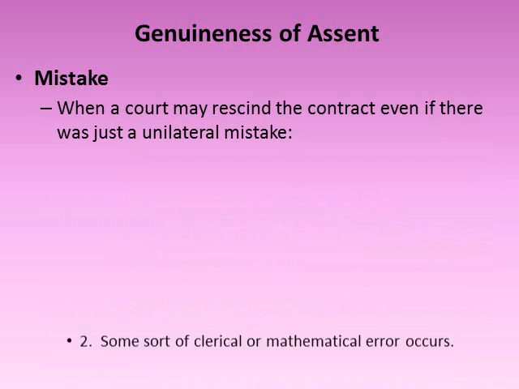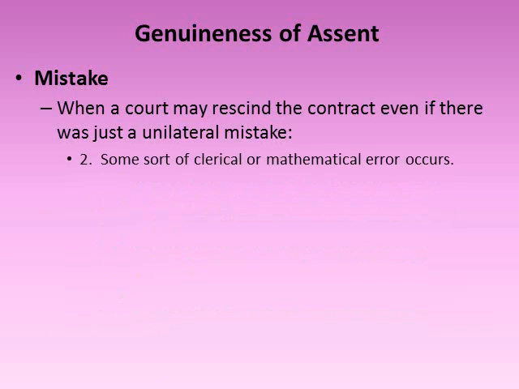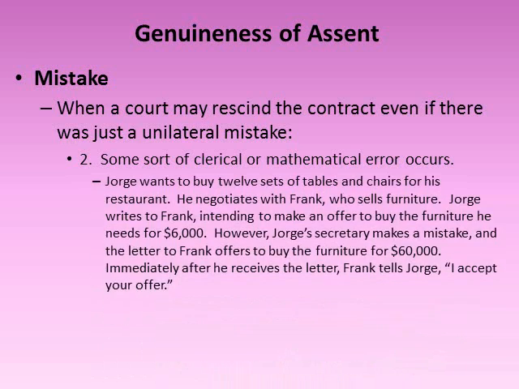The second situation is when there's some sort of clerical or mathematical error that occurs, and it has to be a pretty obvious one. Let's look at an example here. Jorge wants to buy 12 sets of tables and chairs for his restaurant. He negotiates with Frank, who sells furniture. Jorge writes to Frank intending to make an offer to buy the furniture he needs for $6,000. However, Jorge's secretary makes a mistake, and the letter to Frank offers to buy the furniture for $60,000. Immediately after he receives the letter, Frank tells Jorge, "I accept your offer."